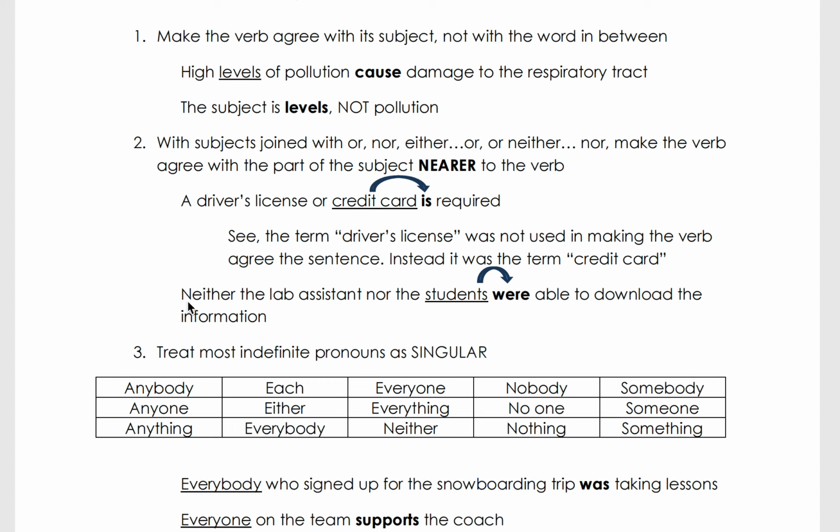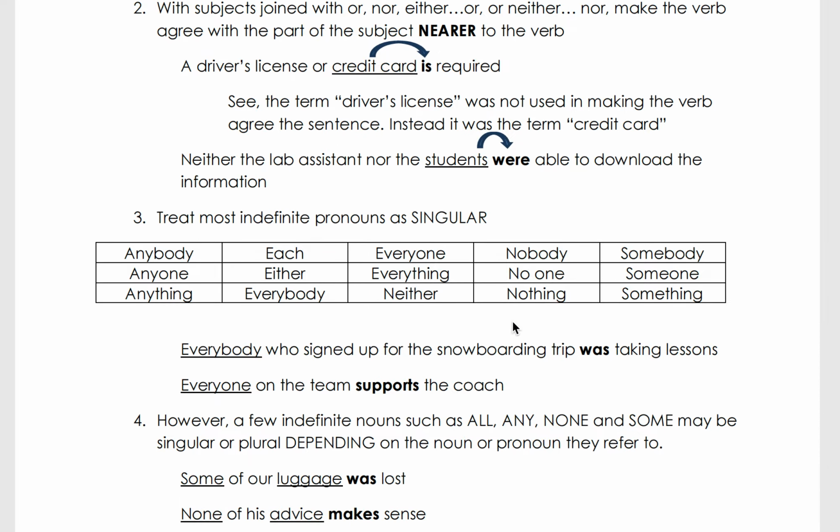The same thing applies when you have neither and nor. Your subject must be the one that is near the verb. The students is plural here, so your answer should be were. But if it is student without an s, you need to have was here. So that's the second rule.